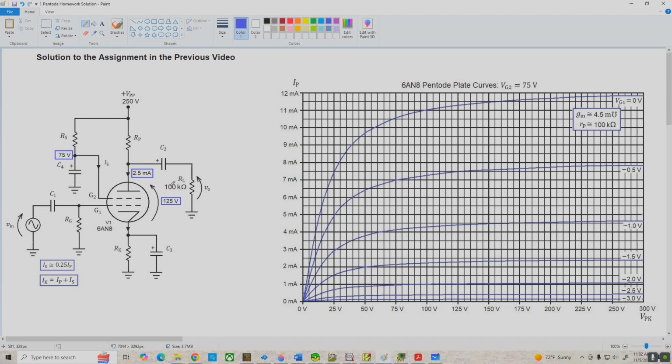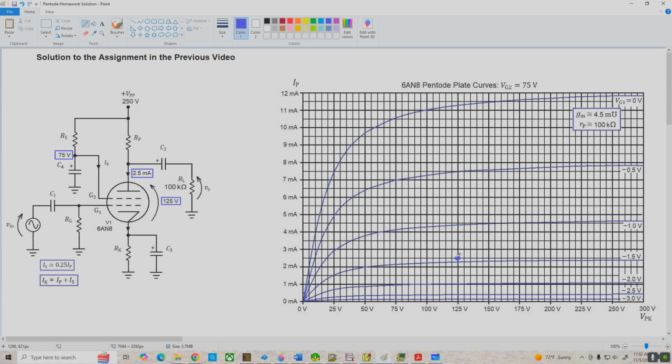Here's the circuit. It's a 6AN8 Pentode, and we're going to set up a Q point with a plate current of 2.5 milliamps and a VPK of 125 volts. And we're using a screen grid bias of 75 volts this time. So the first thing we want to do is come over to our plate curves and locate the Q point. And that's 2.5 milliamps by 125 volts. So here's our Q point right here.